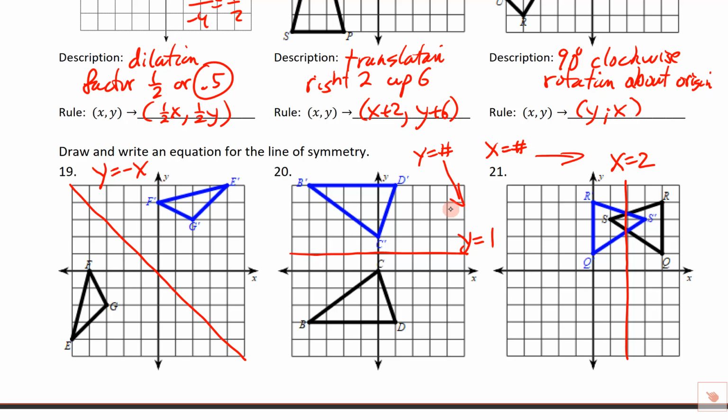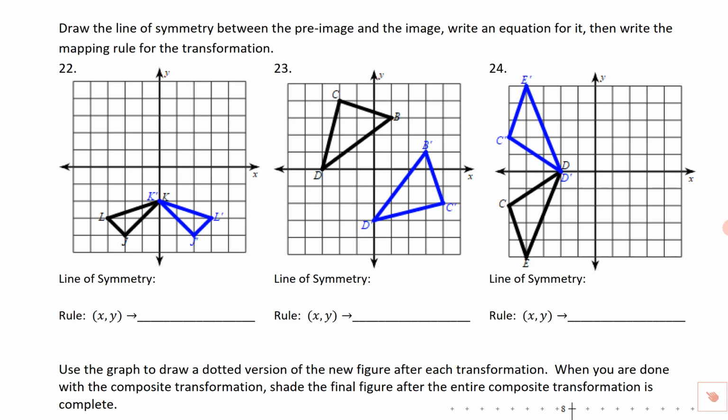Okay, all right, we're a little more than halfway through. Let's take a look at the next page. On this next page, it's similar to the last ones that we did, except it says draw the line of symmetry between the preimage and the image, write an equation for it, then write a mapping rule for the transformation. So we've got to do one extra step right here. We've actually got to write the mapping rule on this one.